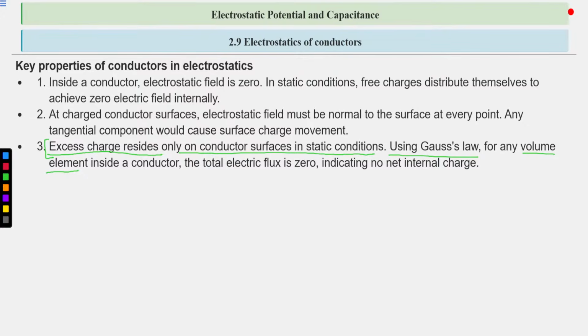Okay, so using Gauss law, for any volume element inside a conductor, the total electric flux through that surface is zero because the electrostatic field doesn't exist inside the conductor, indicating no net internal charge. This means there is no net internal charge. So the excess charge we give to the conductor should only reside on the surface of the conductor, to maintain the static conditions and to maintain the electrostatic field zero inside.